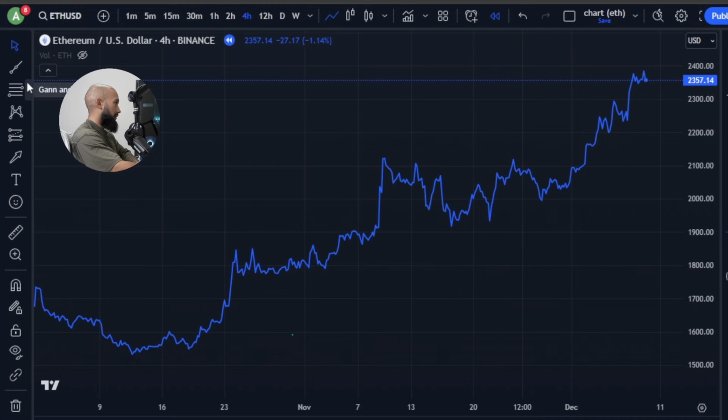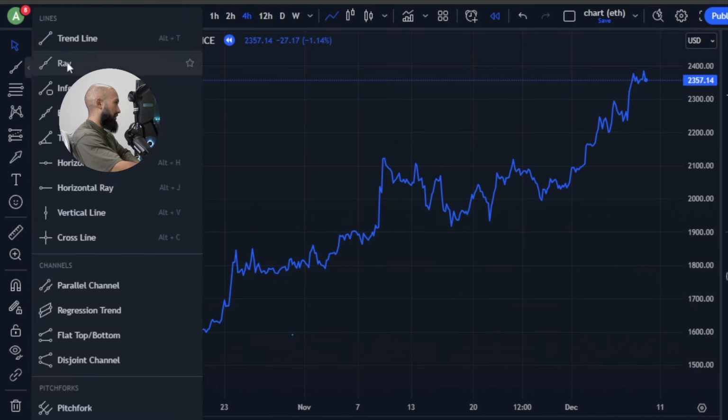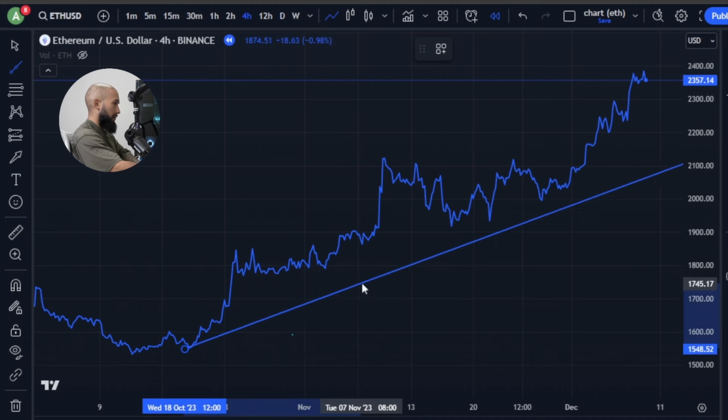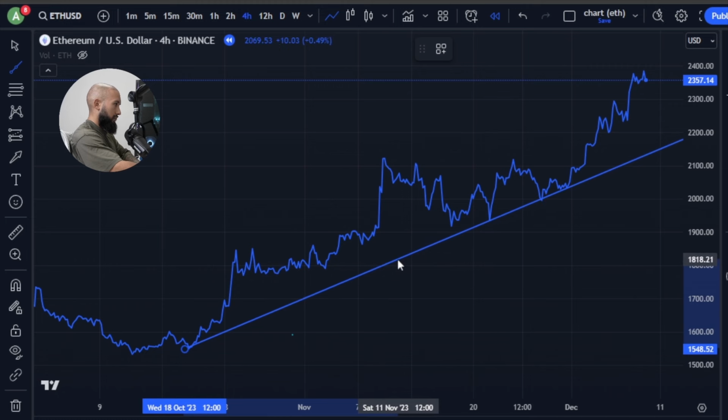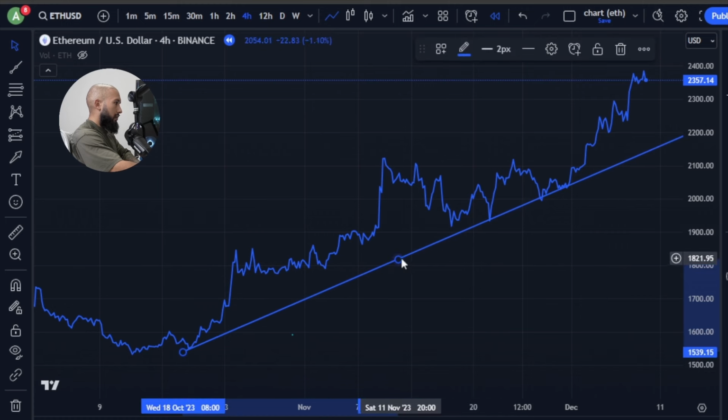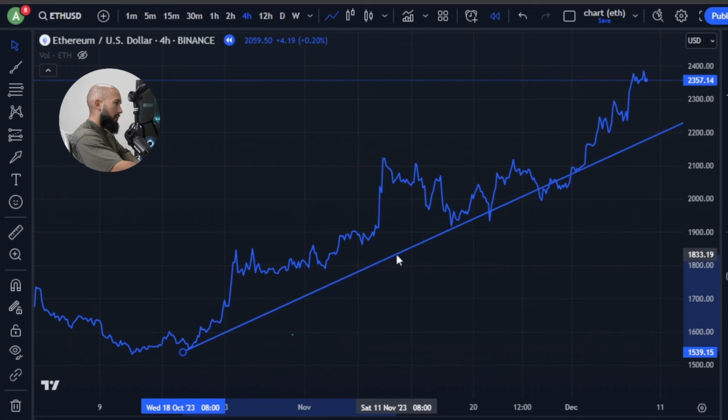Then I'm going to go over to the tools and I'm going to select our lines. I'm going to select the ray. A ray is pretty much going to create an ever continuing line in the direction you want it to. So we're going to click down here for our connection point for the support level. Want to get the beginning of that really sharp. Next, I'm going to have the next connection point form right about here.